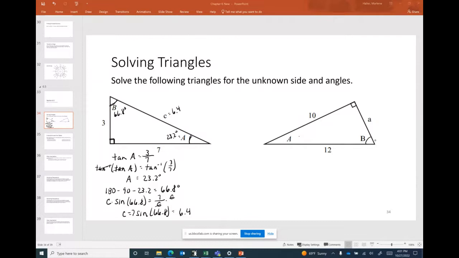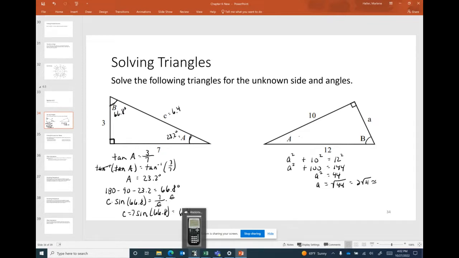This time, to do it differently, I think I'll go ahead and use the Pythagorean theorem. So a squared plus 10 squared, that's leg squared plus leg squared, equals hypotenuse squared, that's 12 squared. So a squared plus 100 is equal to 144. Subtract 100 from both sides, so a squared is equal to 44. Take the square root of both sides. A will be the square root of 44, which reduces to 2 square roots of 11. What is that approximately? Let's find out.